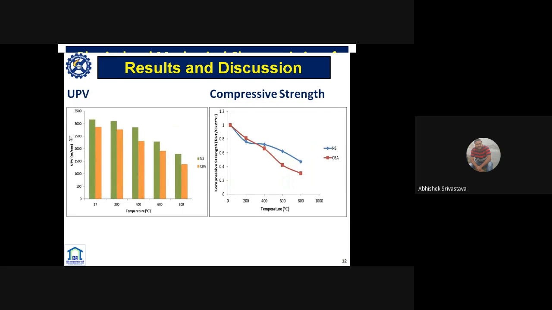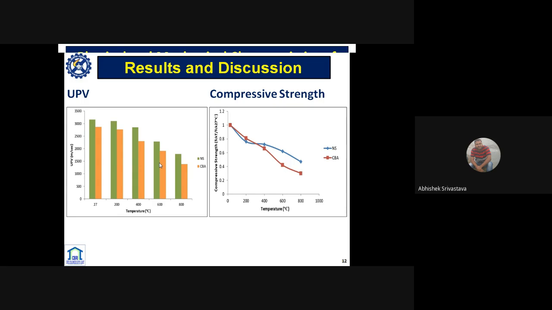Now the UPV results. You can observe that as the elevated temperature exposure increases, the ultrasonic pulse velocity of both the NS and CBA based mortar mixes reduces. At 400 degrees Celsius, the natural sand based mortar shows a 9.8% reduction in UPV, while CBA shows a 20.4% reduction. This reduction in UPV value is attributed to loss of free water and chemical water up to 400 degrees Celsius, which leads to empty voids. And as we know, as traditional wisdom, the velocity of ultrasonic pulses reduces while passing through an air medium. A sharp reduction at 600 and 800 degrees Celsius was observed.